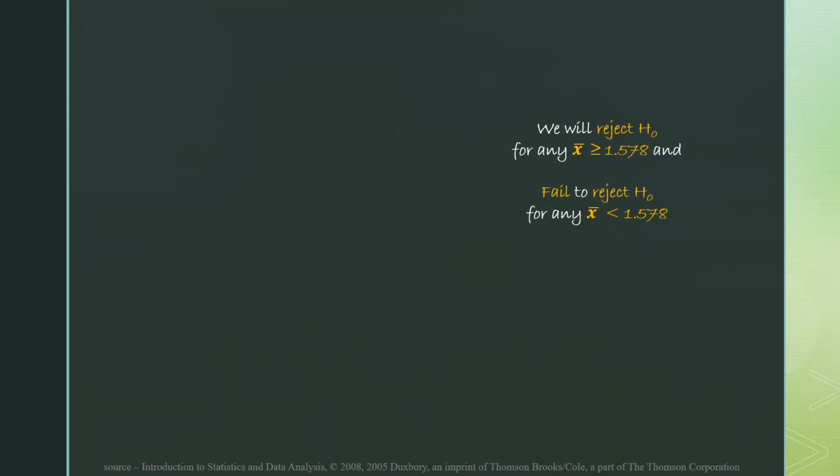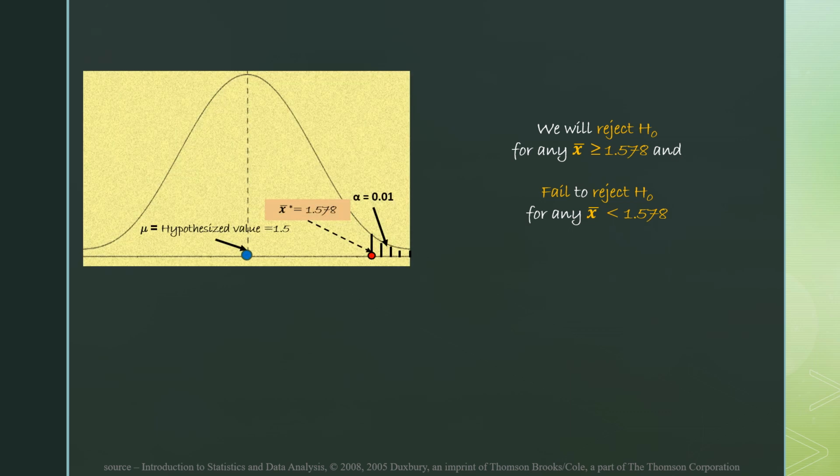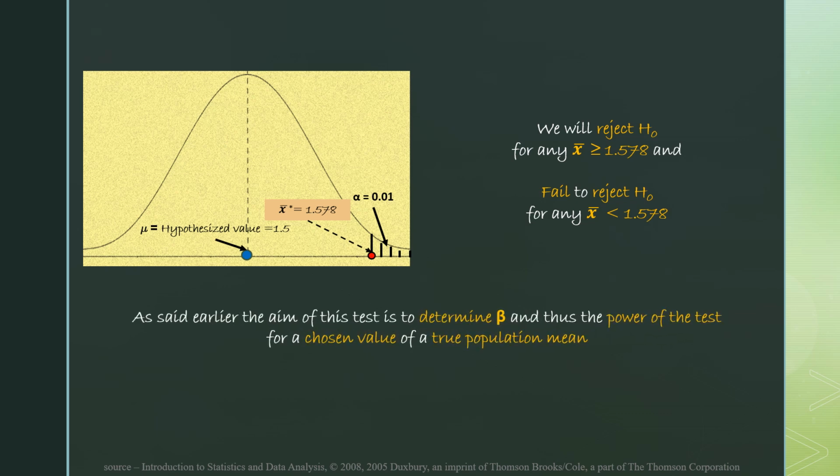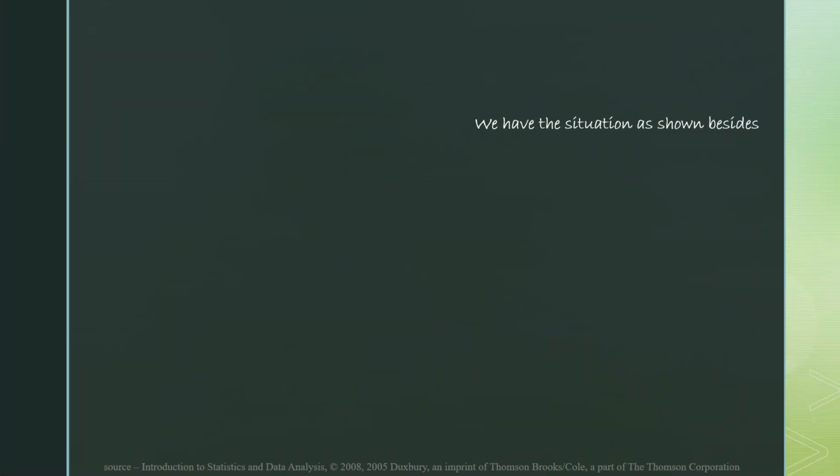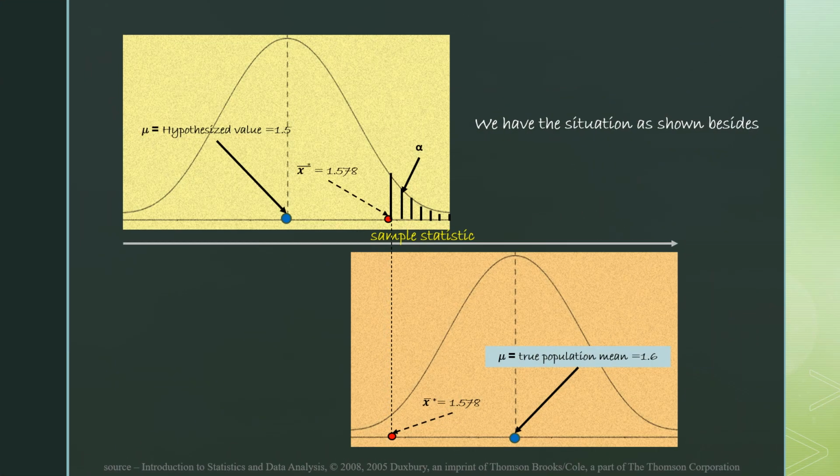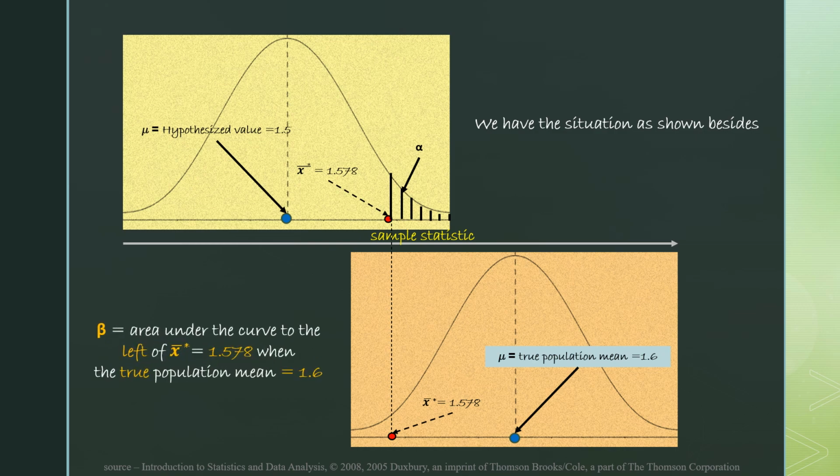We will reject H0 for any sample mean X bar that is greater than 1.578 and fail to reject H0 for any sample mean X bar that is less than 1.578. As said earlier, the aim of this test is to determine beta and thus the power of the test for a chosen value of a true population mean. Suppose we chose a value of 1.6 milligrams as the true population mean. We have the situation as shown beside. Beta equals the area under the curve to the left of X bar star, which equals 1.578, when the true population mean equals 1.6.